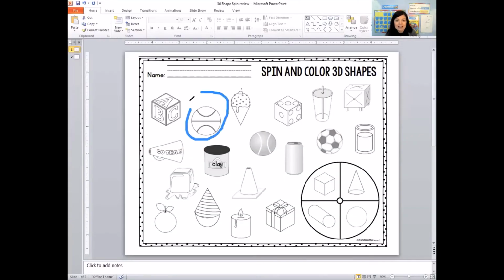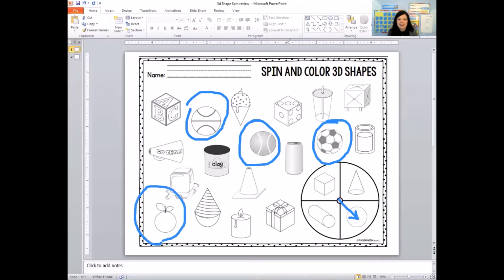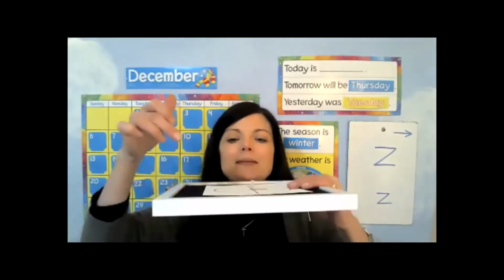There's a basketball, nice, and a soccer ball. There's a tennis ball. Very good. Can you find one more? There it is, the orange. The orange is a sphere. Nice job. Let's spin one more time.